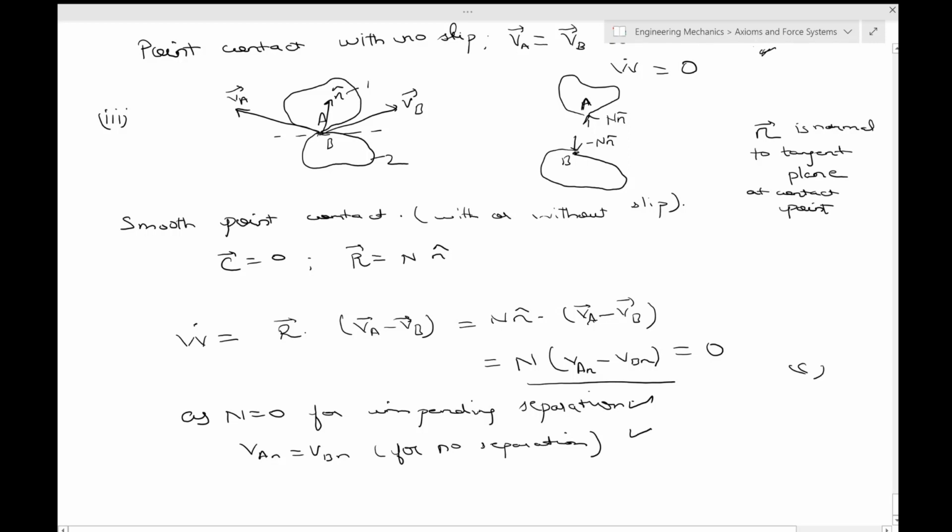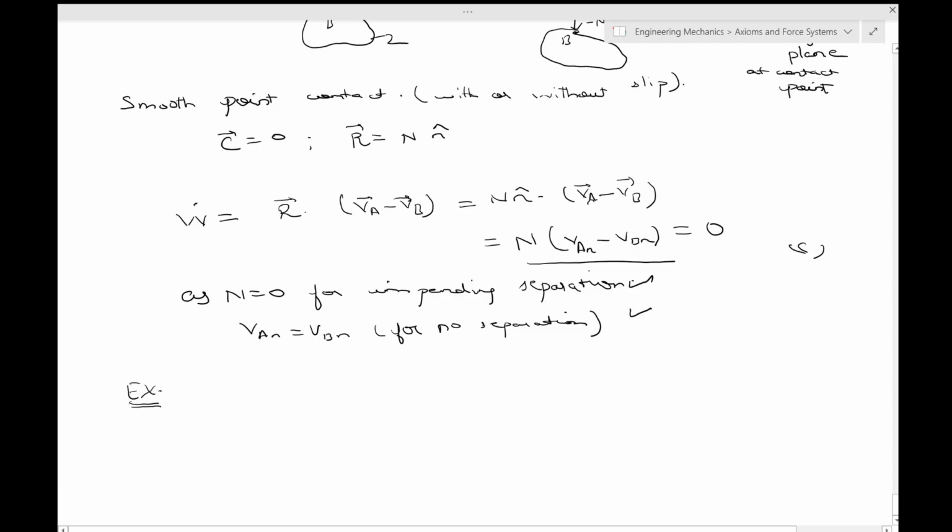So there are several examples given in your textbook about workless system. I can perhaps take a couple of them just as an example, and you should be able to do the remainder of it. Okay, so if you have, say, a reaction R of a smooth ball and socket joint, okay, with a fixed body. This will be a workless force system.